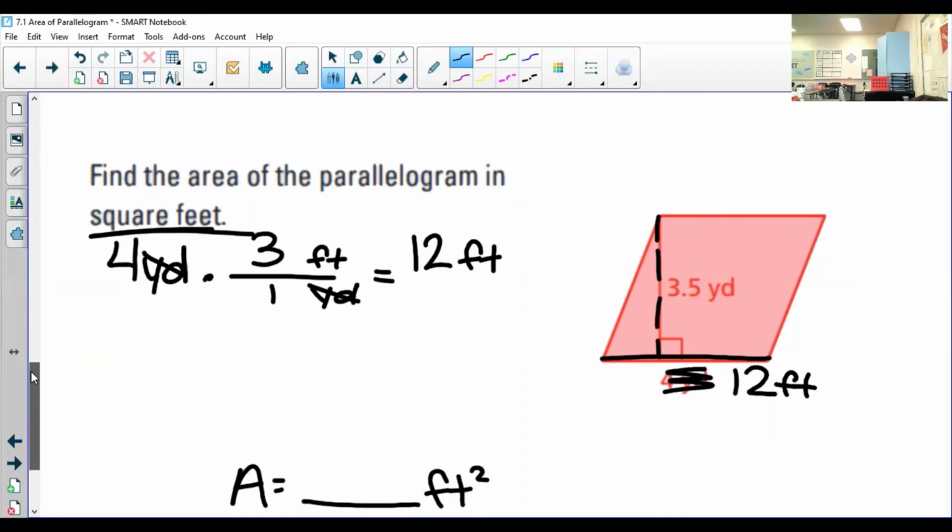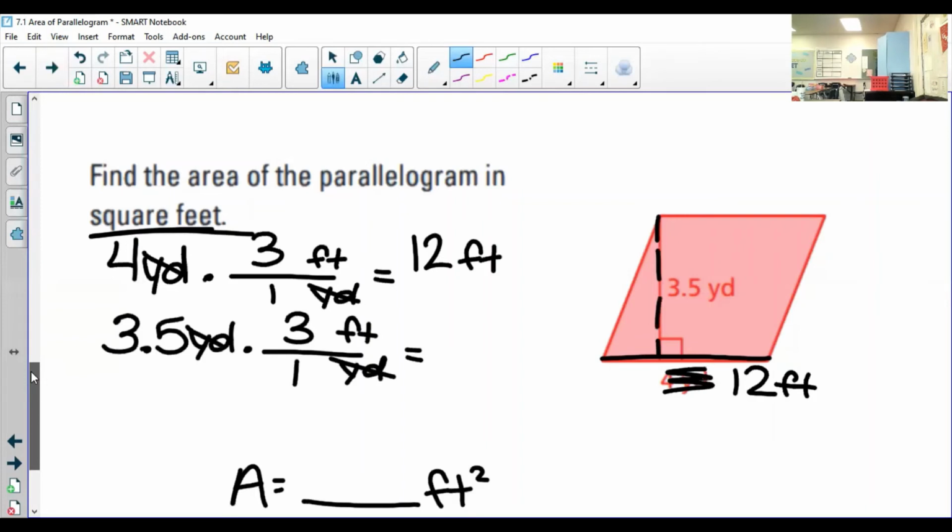And then we're going to do the same thing for 3.5. Hopefully we're getting the hang of this by now, right? We're going to times it by a fraction. Start with yards, end as feet. So we have 3 over 1. My yards are going to cancel, and I'm going to take 3.5 times 3 and get 10.5 feet.